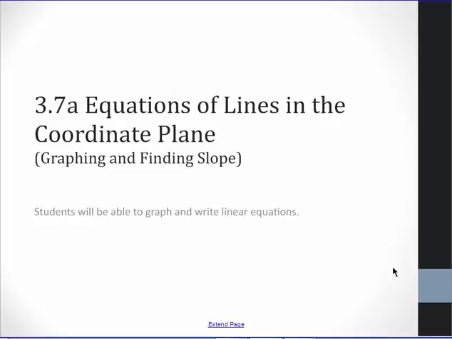Alright, so 3.7 is talking about lines and slope. This will all be a review of Algebra 1, but everybody's got to get up to the same speed before we can move on to relating it to geometry.